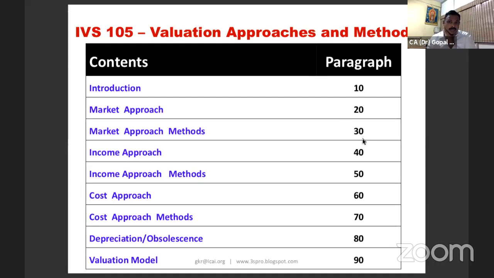So please look at section number 20, 30. 20 is approaches and 30 is market approach methods. 40 is income approach, 50 is income approach methods. 60 is cost approach and 70 is cost approach methods. Then you have two more sections. One deals with the depreciation, the other deals with valuation model. Good. I will say each and every paragraph and section is very important.